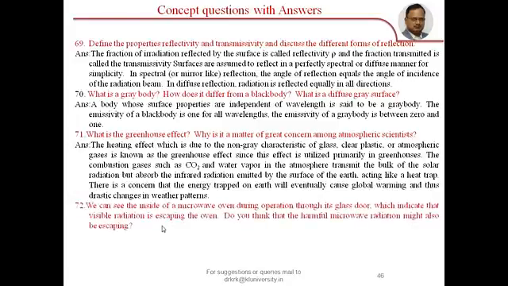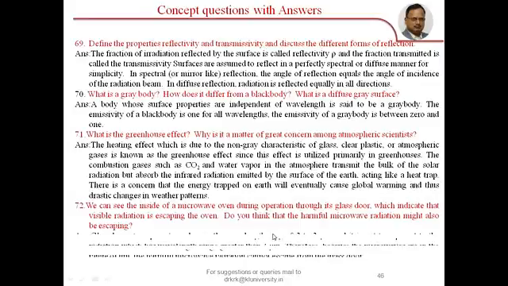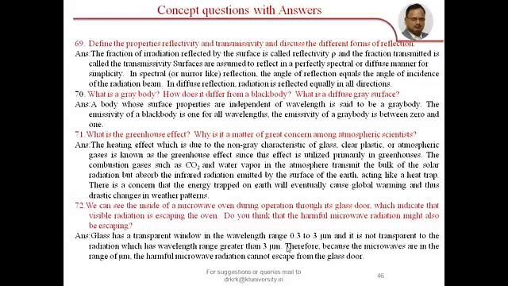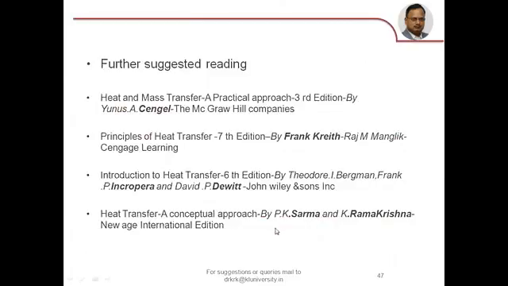We can see the inside of a microwave oven during operation, and do you think that the harmful microwave radiation might also be escaping? No, glass has a transparent window but it is not transparent to radiation which has wavelength greater than 3 micrometers. Therefore, because the microwaves are in the range of more than 3 micrometers, the harmful microwave radiation cannot escape from the glass door.